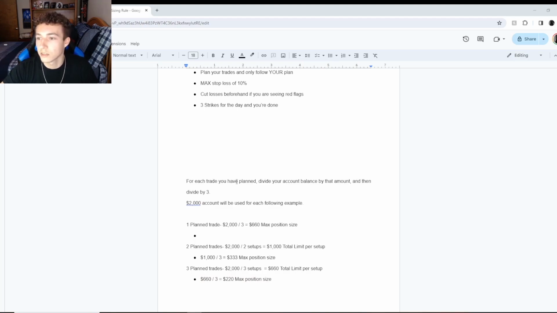So for each trade you have planned, you want to divide your account balance by that amount and then divide that by 3. And we're going to be using a $2,000 account for each of these following examples. So if you have 1 planned trade, you would divide that 2,000 by your 1 planned trade, which is still 2,000. Just figured I would explain that. And then you're going to want to divide that by 3. So that would mean you have a $660 max position size per trade that you're taking on this one setup.